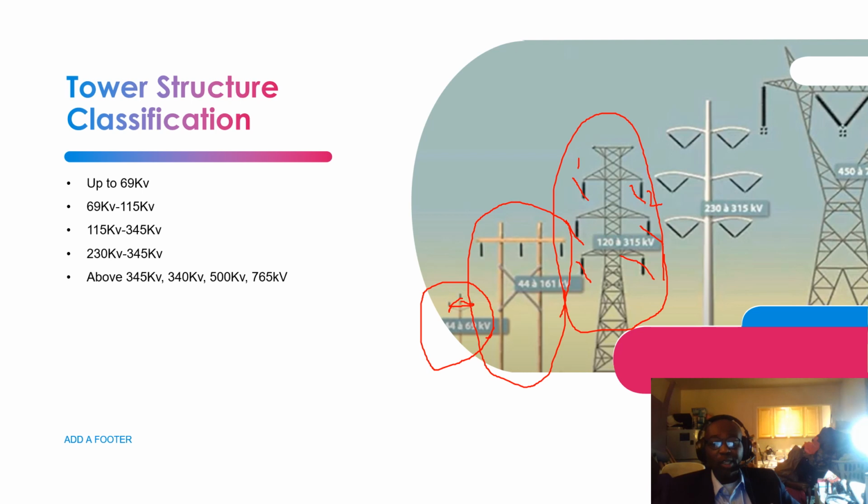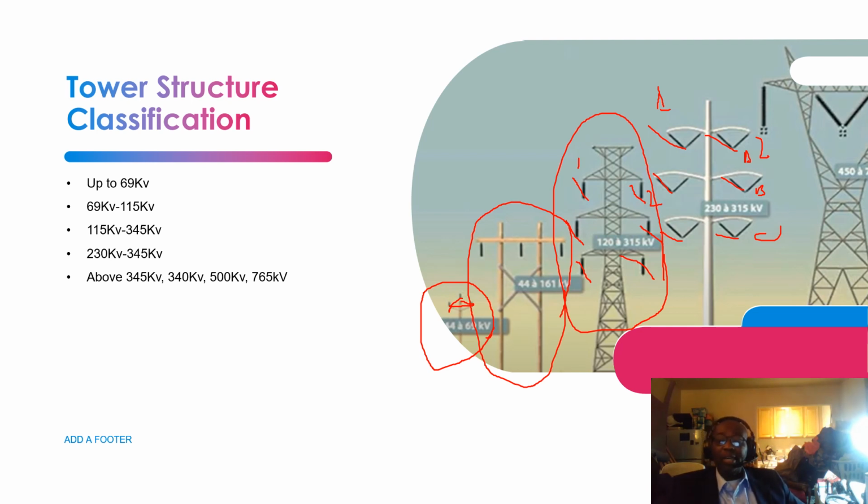Instead of this tower structure, you can have this other tower structure where you have one phase over here, A, B, C. So you have one circuit on this side, then you have another circuit, A, B, and C. These monopole structures have the capability to support double circuits.